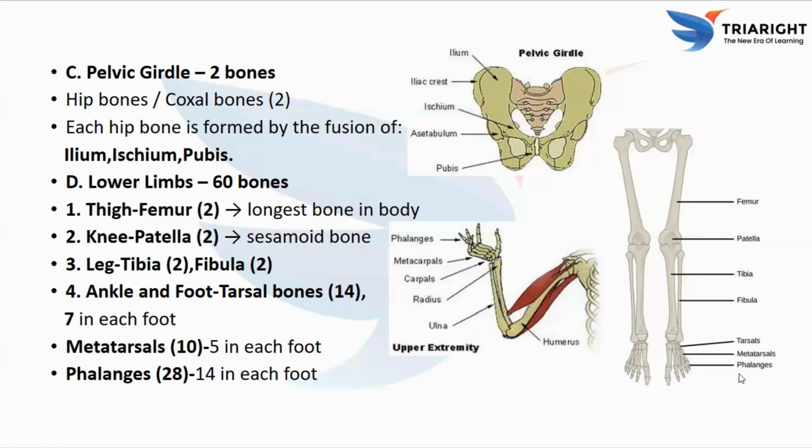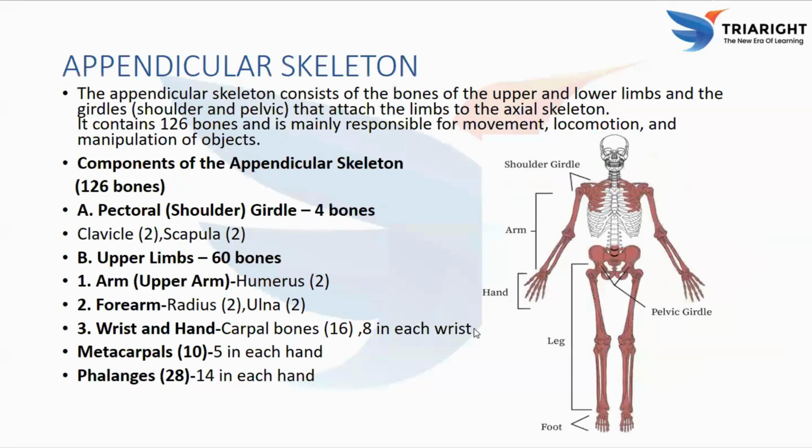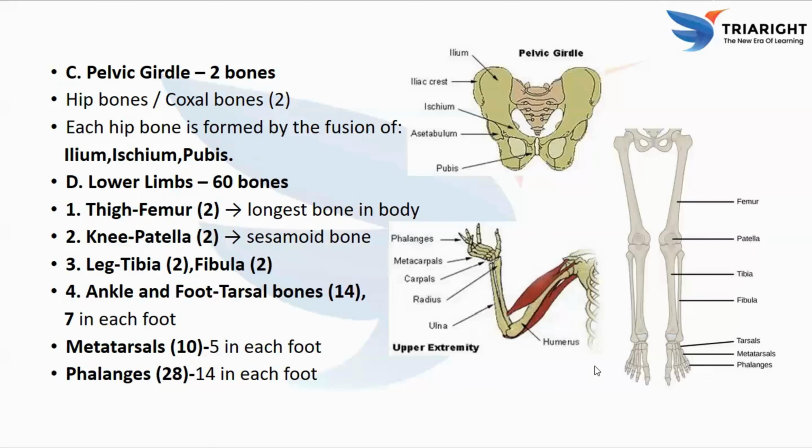And last, you can find the phalanges, which are 28 bones, 14 in each foot. This is also called the toe bones. The big toe has 2 phalanges and the other toes have 3 each. So what do these phalanges do? They allow balance, like walking, running and jumping. So this is about the components of the appendicular skeleton.